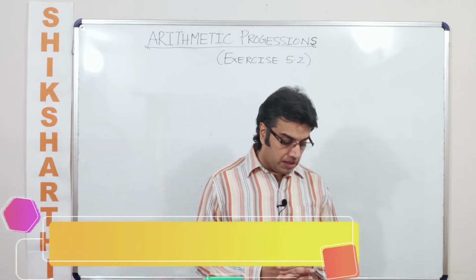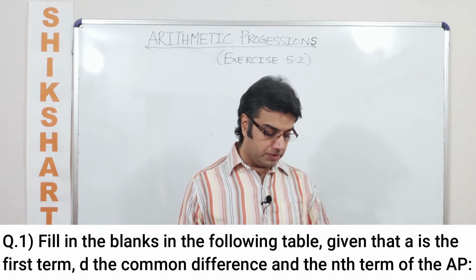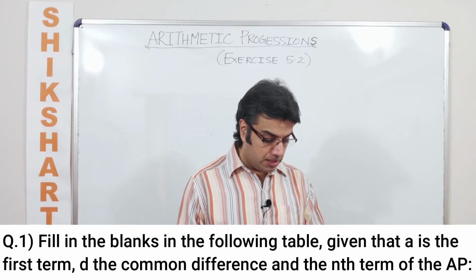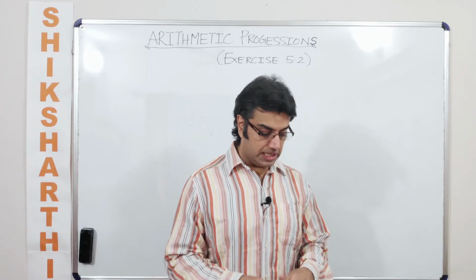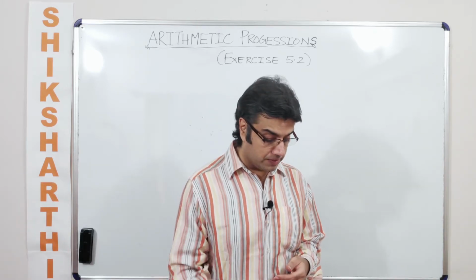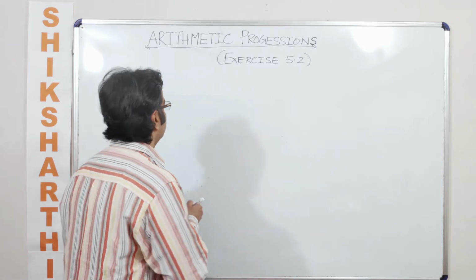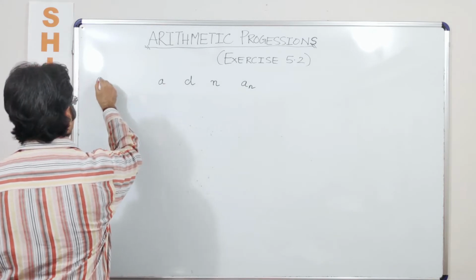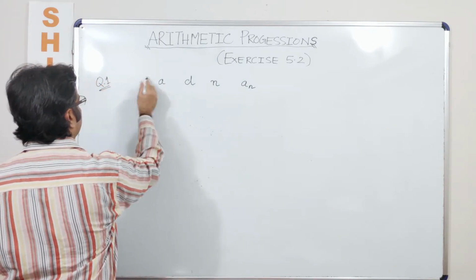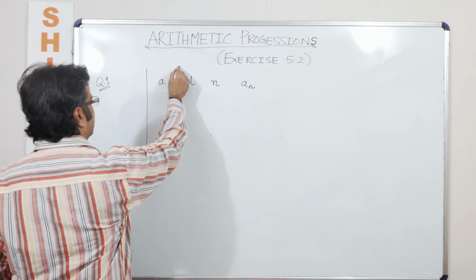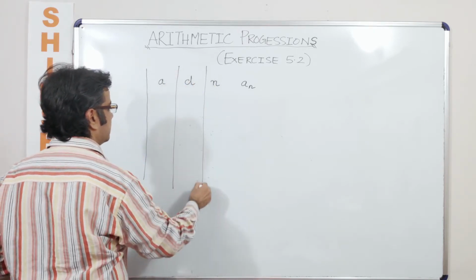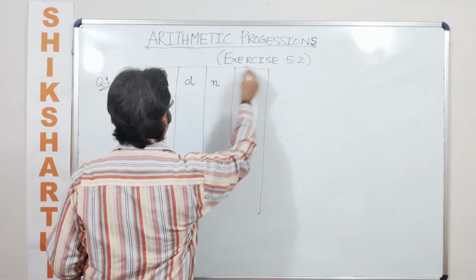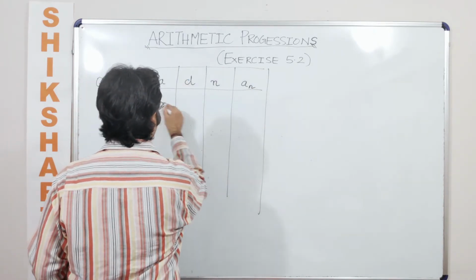So it says, fill in the blanks in the following table given that the first term is this, the common difference is this, and the nth term of the AP is to be found out, or the nth term of the AP is given. So for this, what we are going to do is we will just draw a table here. So this is question number 1 is what we are solving, and then they have given you various parts in the question. So we will see which values are given and then we will solve all the parts.